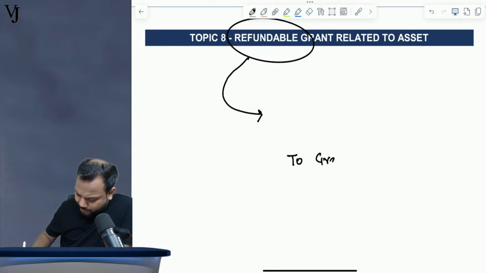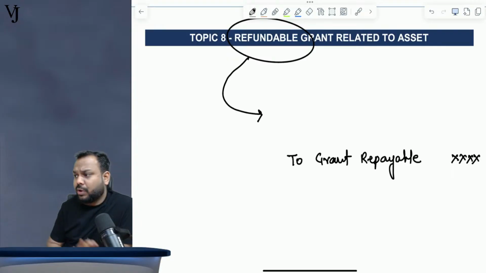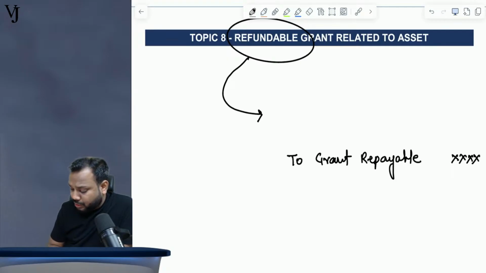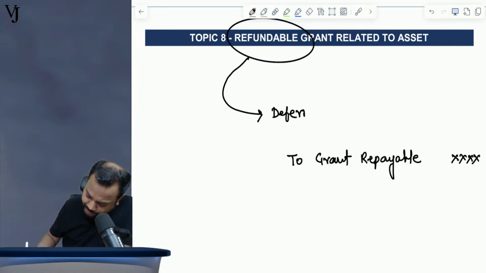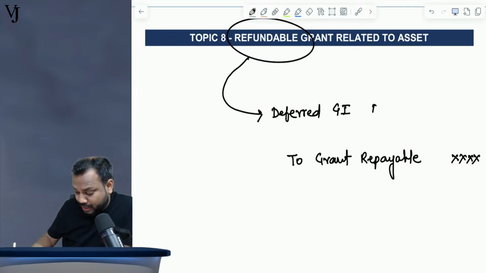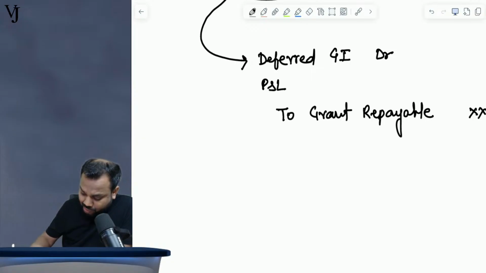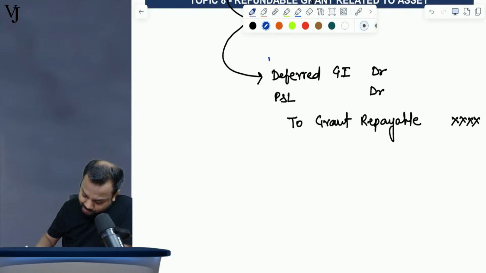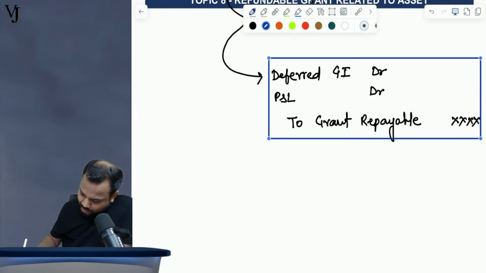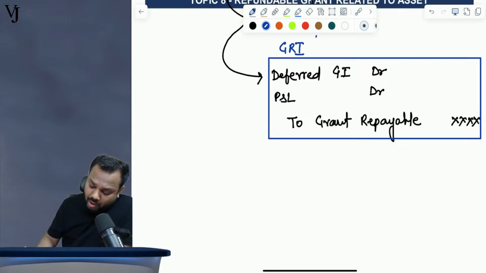Definitely, we need to recognize grant repayable, whatever is the amount of it. Now understand. First of all, we need to adjust it from where? If we have deferred grant income available, then we adjust it from there. Then any excess is adjusted from P and L. But this happens if it is a grant related to income or a grant related to asset accounted under the gross method.